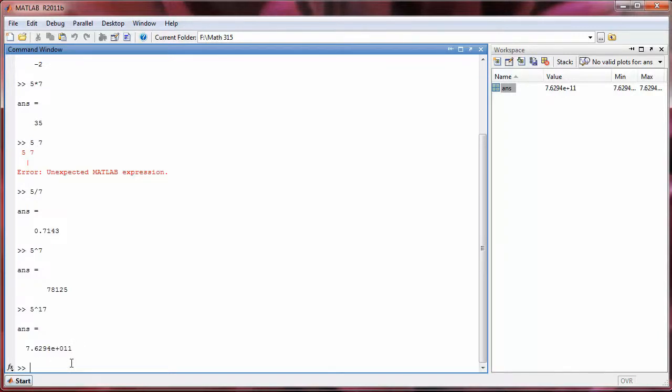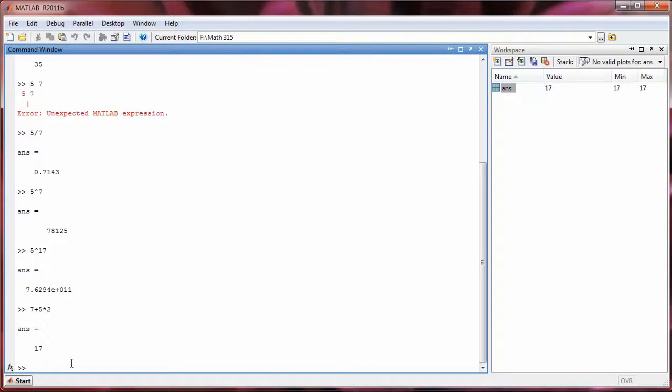Matlab also recognizes the standard order of operations. So for example, if we enter 7 plus 5 times 2, the 5 and the 2 will be multiplied first, and then the 7 will be added on, resulting in 17. However, if what we truly meant is that the 7 and the 5 should have been added before multiplying by the 2, we have to use parentheses. So we can do an open or left parenthesis, and then 7 plus 5, and then the closed parenthesis, and then multiply by 2. When we press enter, we get the expected answer of 24.